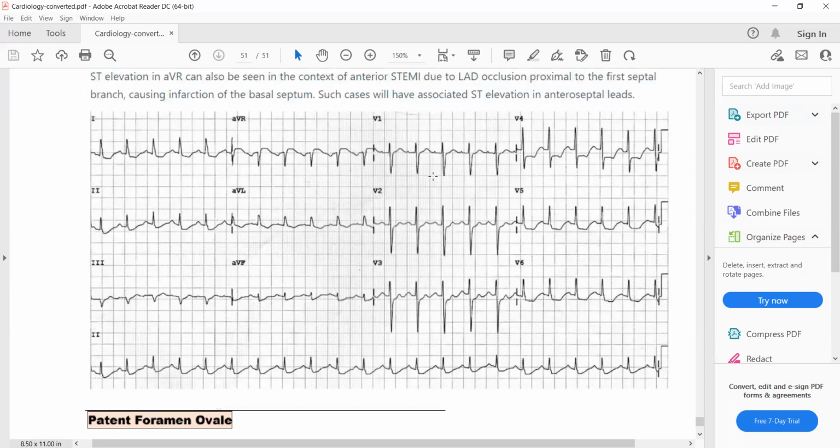Is this point clear to everyone? Can you say the arteries which are left circumflex, left anterior descending, and right coronary artery? Okay? Thank you.